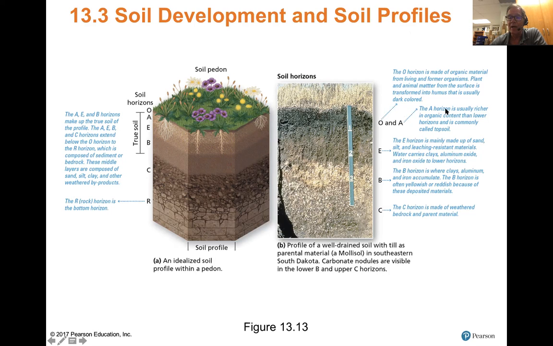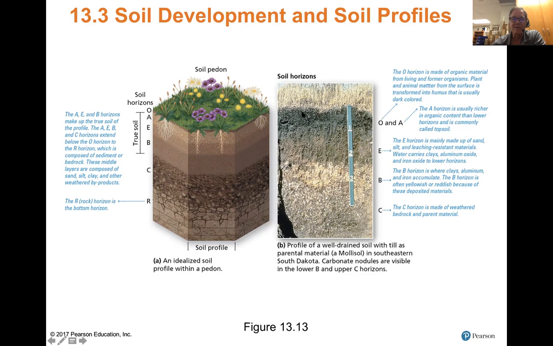A is richer in organic content because it's been carried down by the decomposing nutrients on top. So it's usually richer in organic content, and it's what we call the topsoil. And E is below that. It's usually sand, silt, leach-resistant materials. B is where the clays, iron and aluminum accumulate. It's usually yellow or reddish because that's where the minerals are deposited. C is the weathered bedrock and parent material.